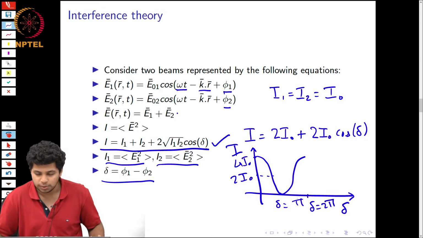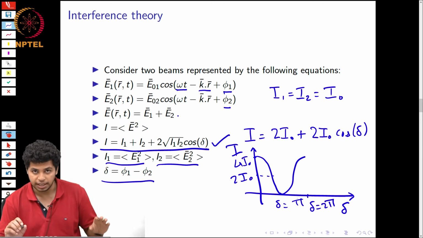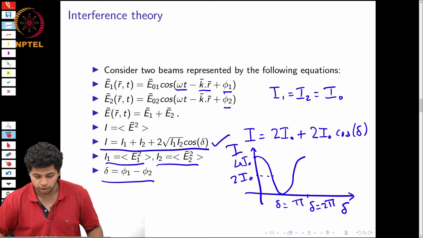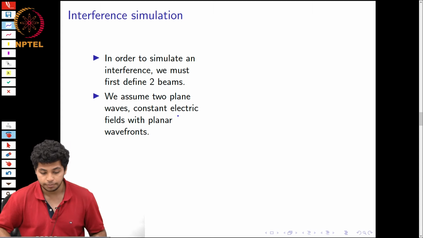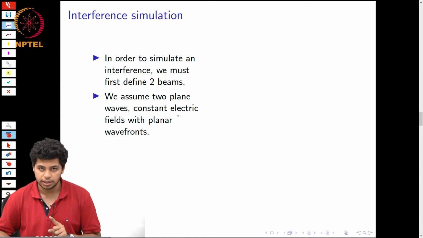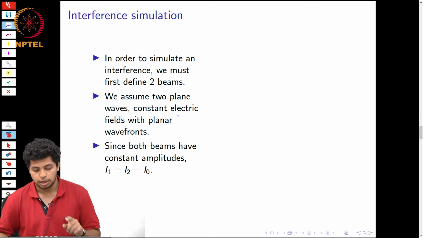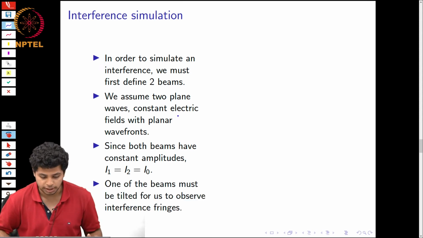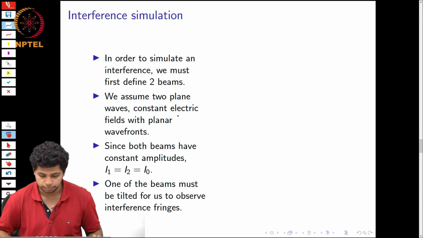Now this was a fairly simplistic example, and it didn't really show any spatial variance in the phase values. So the next example that we will look at will be slightly different. So, an interference simulation. Again, we'll define two beams. Both beams will again be plane waves. That means constant electric fields with planar wavefronts, but there will be one key difference here. Again, both the amplitudes will be the same, but one beam will be tilted with respect to the other.